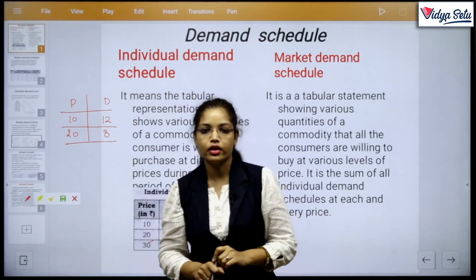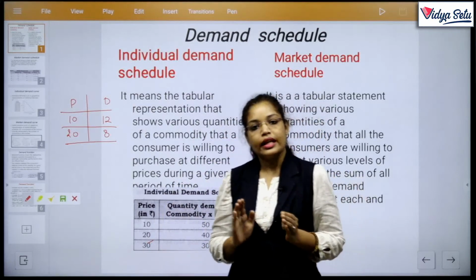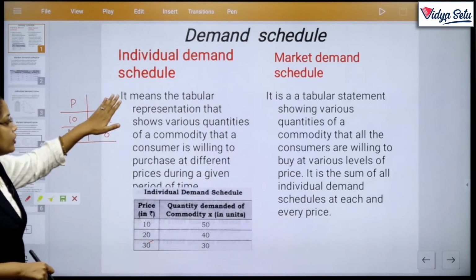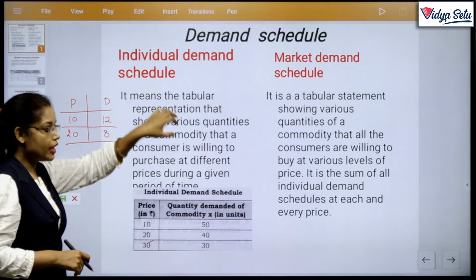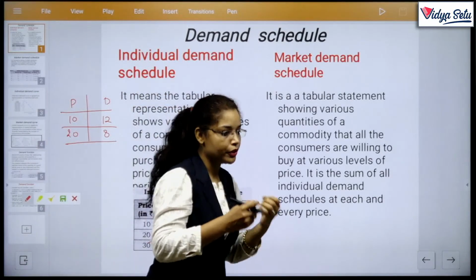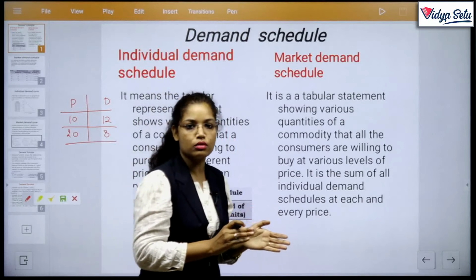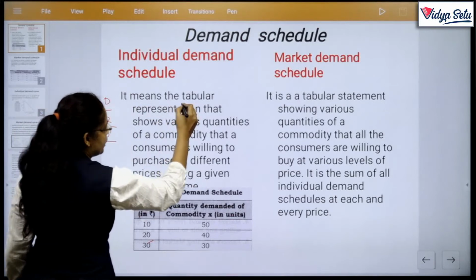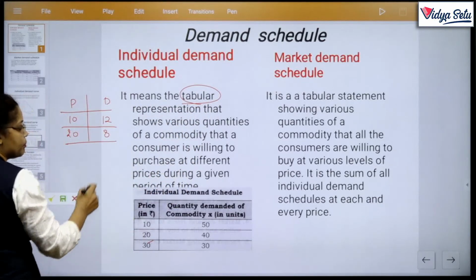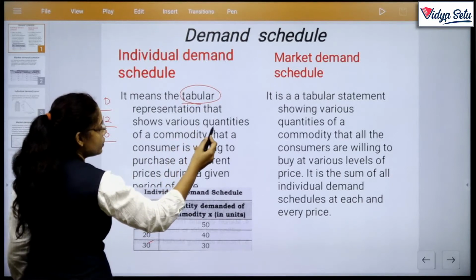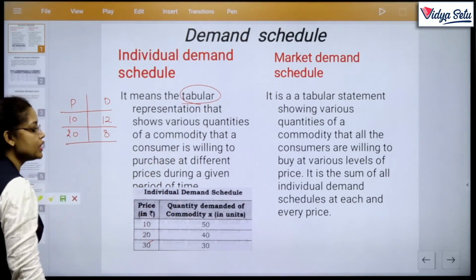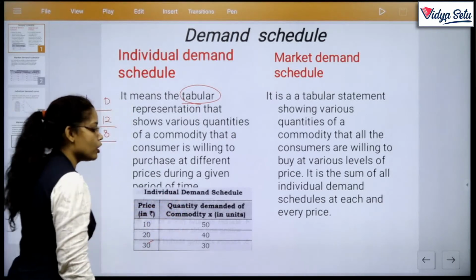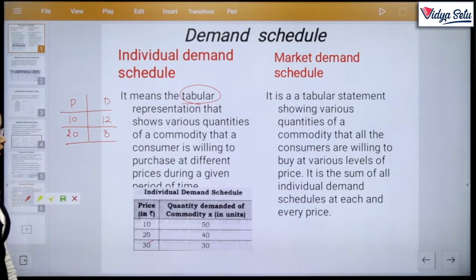Demand schedule is of two types, that is individual demand schedule and market demand schedule, because we have to produce our product according to the individual and also according to the market. The word here is tabular, that is, table format representation that shows various quantities of a commodity that a consumer is willing to purchase at different prices during a given period of time.